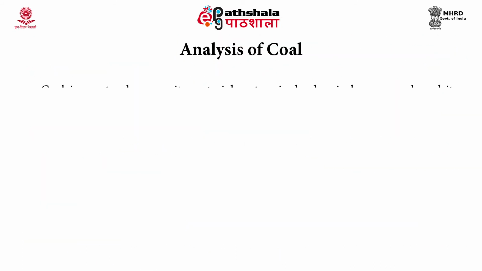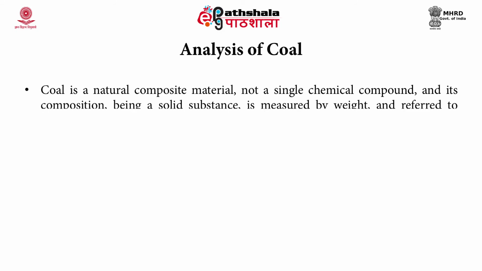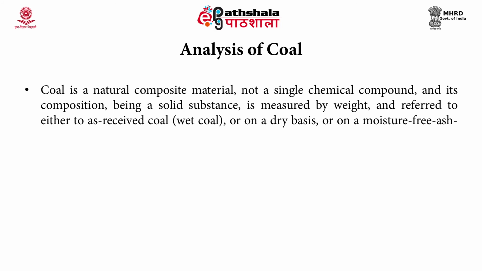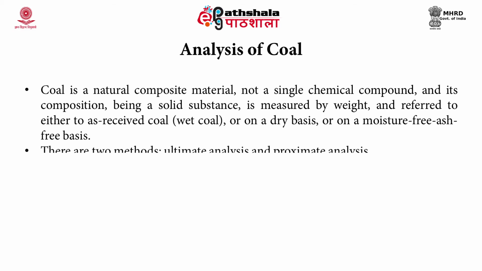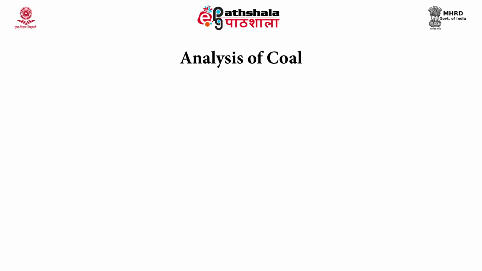The coal is a natural composite material consisting of a mixture of compounds in it, and it is measured by weight and referred as either received or wet coal basis, or on a dry basis, or on a moisture free, ash free basis. So how to analyse this coal? There are two methods: ultimate analysis and proximate analysis. Ultimate analysis determines all the coal component elements, that is solid or gaseous. Here it is fixed coal plus volatile coal plus ash plus water. That is the proximate analysis.